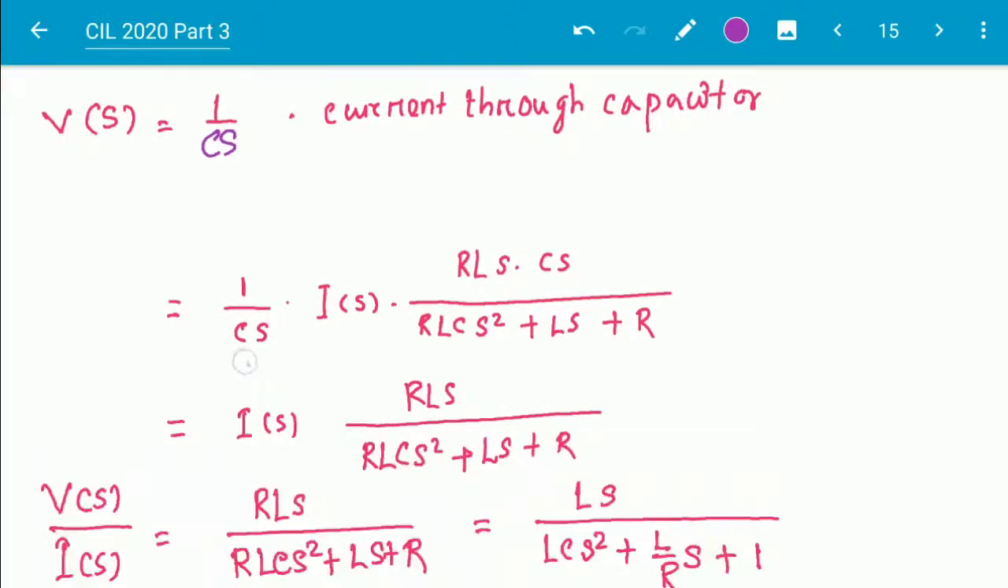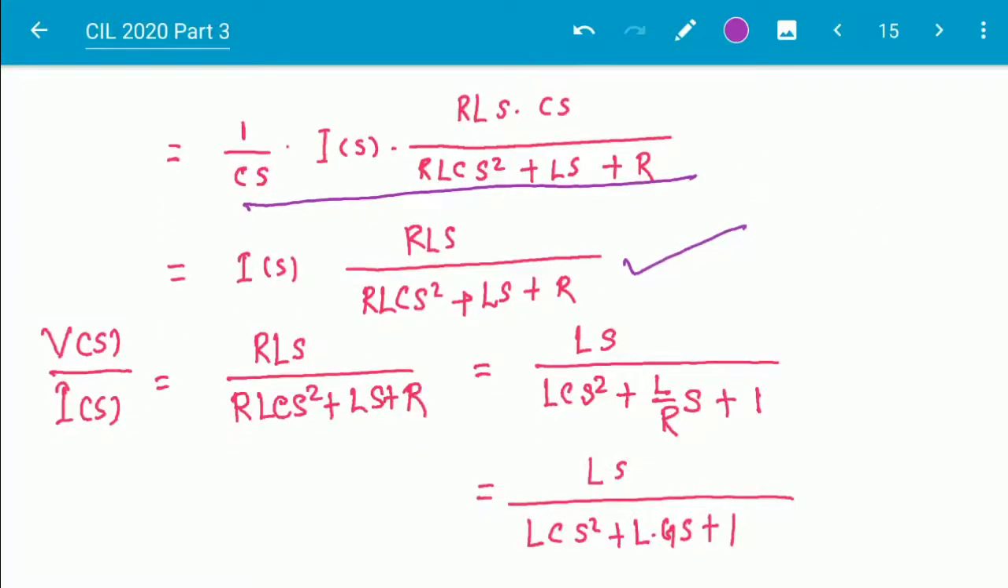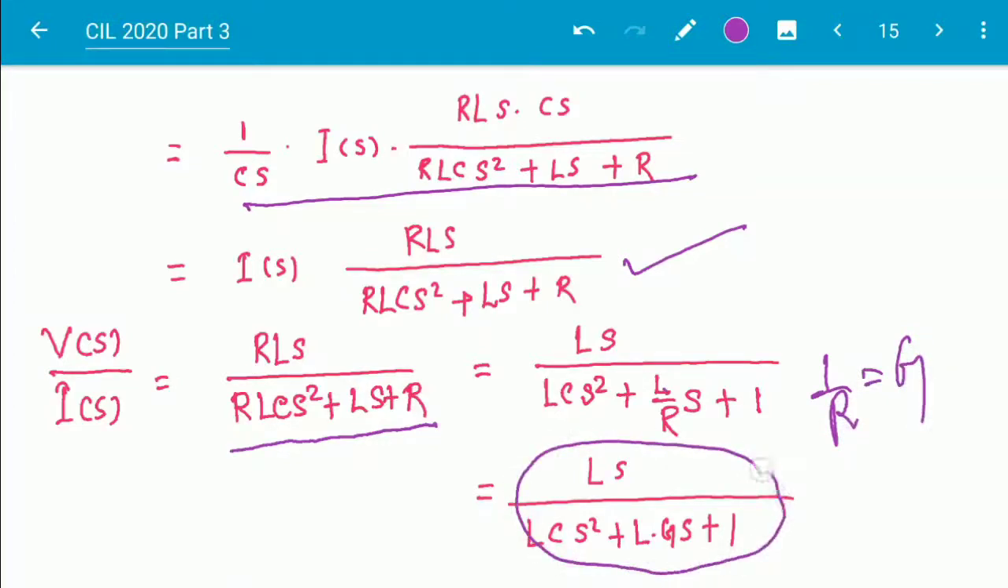If we multiply this, it comes to Is whole into RLs by RLCs square plus Ls plus R, and Vs by Is is equal to RLs by RLCs square plus Ls plus R. If we divide by R in both numerator and denominator, it will come as Ls by LCs square plus L by R s plus 1, and if we put 1 by R equal to G, then this will come as Ls by LCs square plus LGs plus 1.